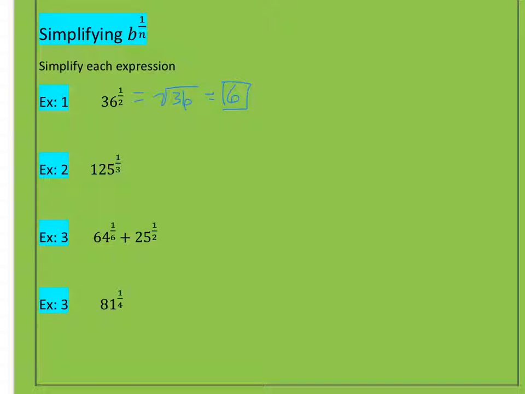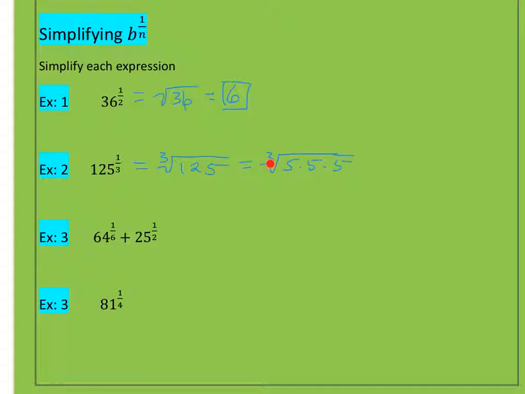For example 2, our base now is 125, but the denominator has changed in that fractional exponent to 3. So we're going to take the cube root of 125. So it would be handy if you prime factored 125, and so 125 prime factored would look like this: 5 times 5 times 5.